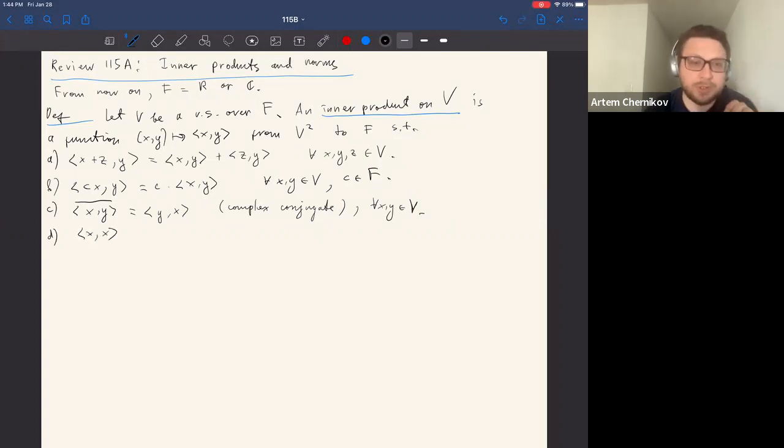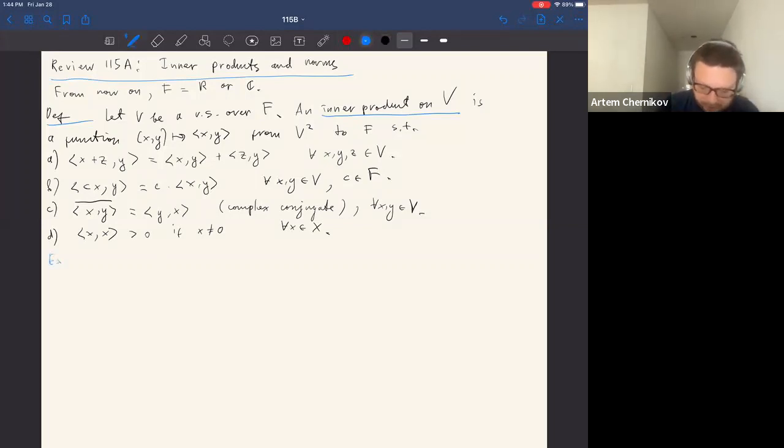And finally, D. If you take the inner product of x with itself, it's always going to be greater than 0 as long as x itself is not 0. This holds for all x. All right, so these are the axioms. The idea is that these axioms abstract from the definition of, for example, the standard dot product, but they also apply to many other examples.